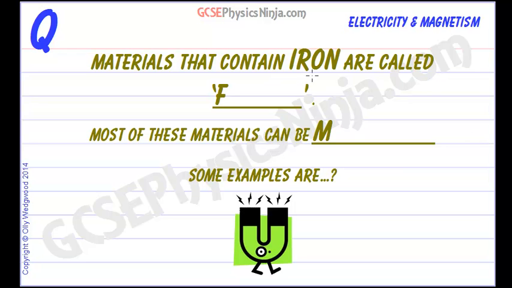Materials that contain iron are called ferrous. The word ferrous comes from the Latin ferrum, which means iron. So most of these materials can be magnetized. And as we will see in later flashcards, that can be either temporary or permanent.